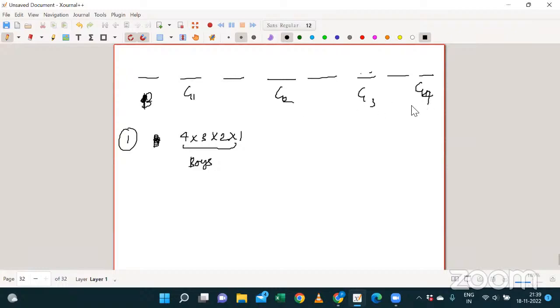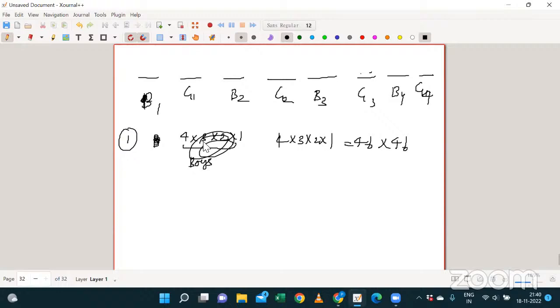Then there are 4 boys. The first can be seated in 4 ways, then the second will have 3 ways, then the last one 1 way. So 4 into 3 into 2 into 1. Correct. Similarly, girls also can be done in 4 into 3 into 2 into 1 ways. So this is one number. Again, the girls can take the same, correct.